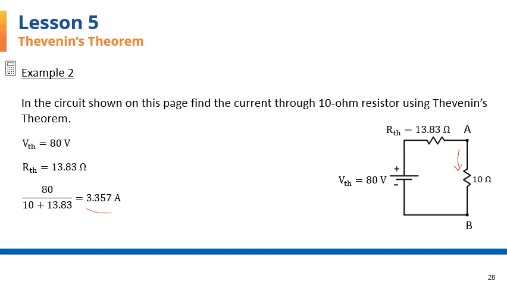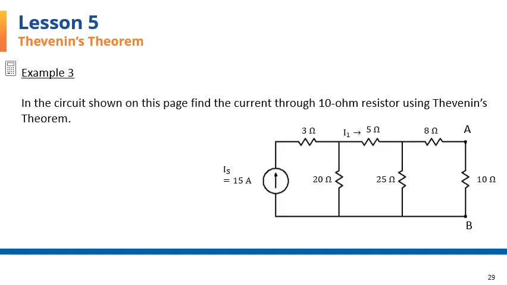Let's do another example before finishing. This next example will contain a current source instead of a voltage source. The circuit in this example contains a 15 amp current source as seen here. The process is the same as the one for example 2. We'll first need to remove the 10 ohm resistor from the circuit and find the voltage across AB. By the way, this is the same circuit as example 2, except that this one has a current source instead of a voltage source. Here is the 10 ohm resistor removed.